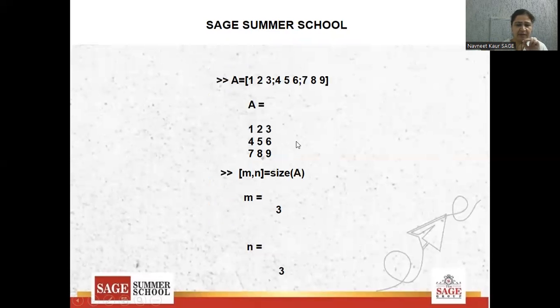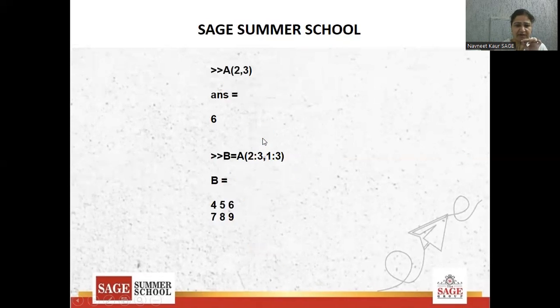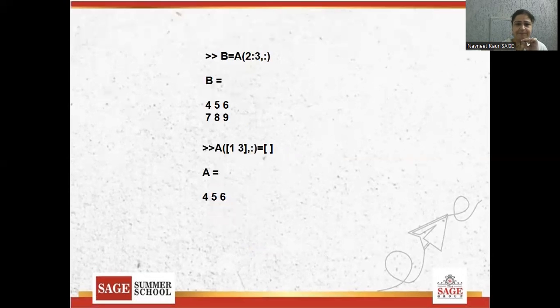Now if I see my matrix A, the second and third rows mean this row and this row. And I want to take out all the columns. That means all 6 elements will be there in the resulting matrix. So I'll get capital B, which is 4, 5, 6 and 7, 8, 9. So this is how I can extract complete rows or columns from the given matrix.